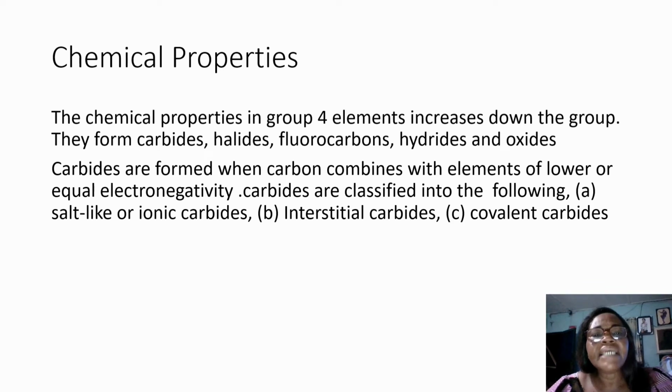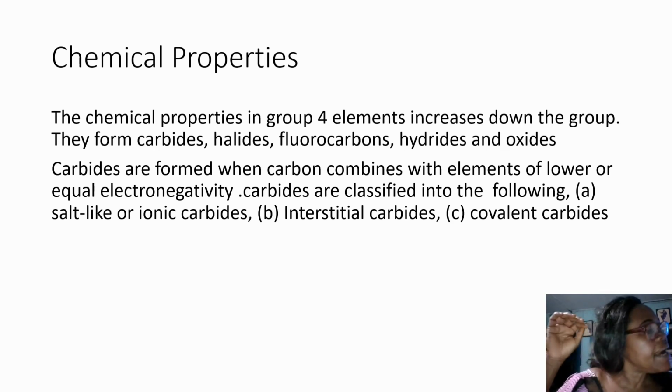Chemical properties. The chemical reactivity of group 4 elements increases down the group. They form carbides, halides, fluorocarbons, hydrides, and oxides. Carbides are formed when carbon combines with elements of lower or equal electronegativity. Carbides are classified into the following: A. Salt-like or ionic carbides. B. Interstitial carbides. C. Covalent carbides.